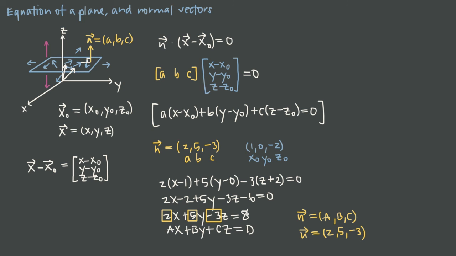So we could change this 8 to 10. We could change it to the square root of 2. We could change it to the exponential value e. We could change it to a 0. It doesn't matter which constant we change it to. The normal vector is still always going to be 2, 5, -3.